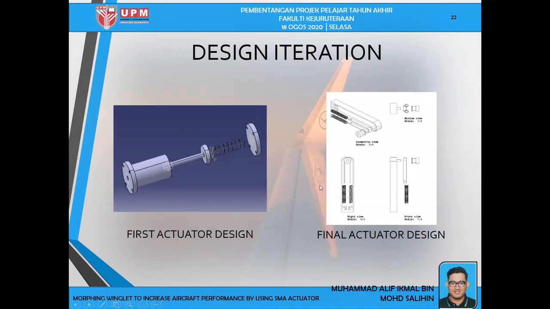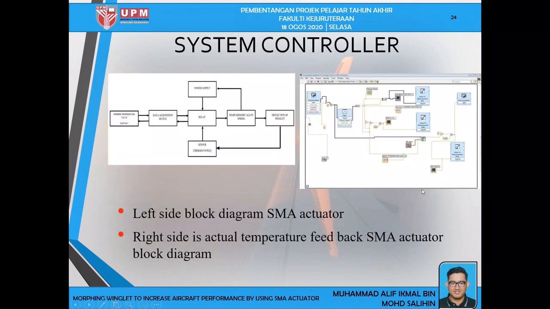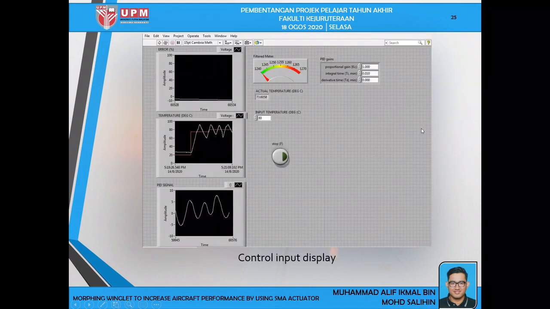And this is the first actuation design, and the right side is the final actuator design. On the system controller, on the left side is the basic block diagram. On the right side is the actual block diagram with the temperature feedback SMA actuator. This is the control input display where we input the desired temperature, and the actual temperature is the temperature produced by the system.